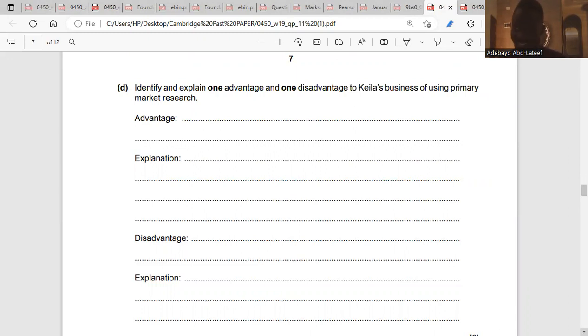It takes a long time if the research is done as a face-to-face interview with customers. And the last thing is that the questions might be biased. Sometimes you want to ask questions that you want a particular answer for. So those are not objective questions, they are subjective questions.